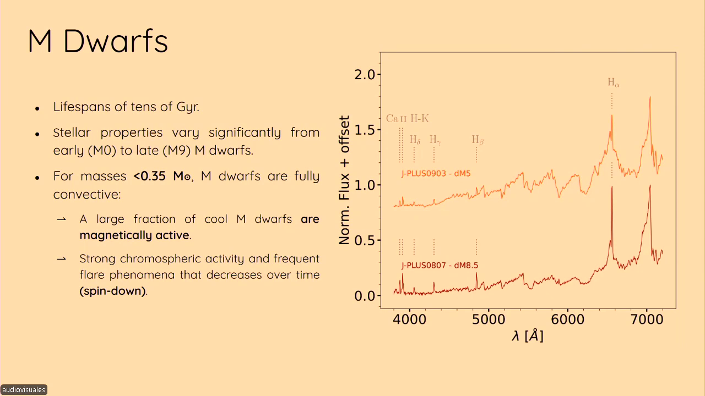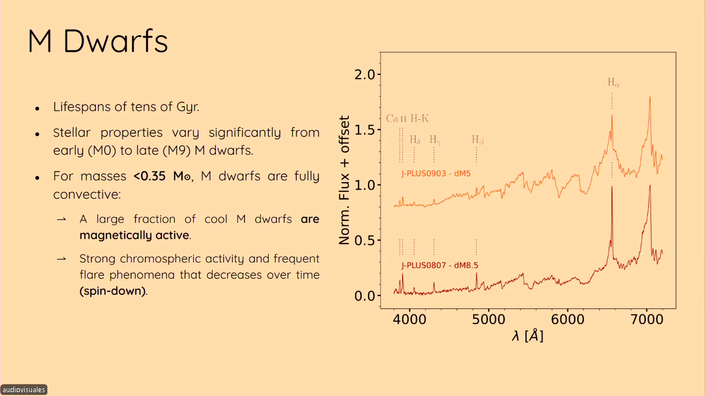And because of this, a large fraction of cool or late M dwarfs are magnetically active. And we can see this stellar activity in phenomena like strong chromospheric activity and frequent flares or coronal mass ejections. In the earlier stages of their life, M dwarfs rotate very rapidly, and therefore have a very strong stellar activity.